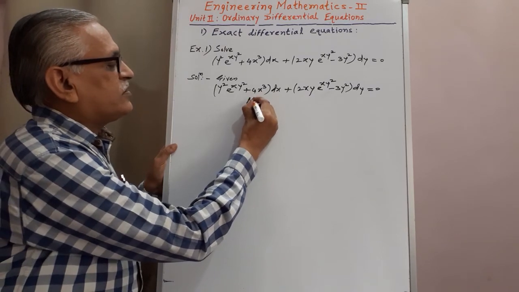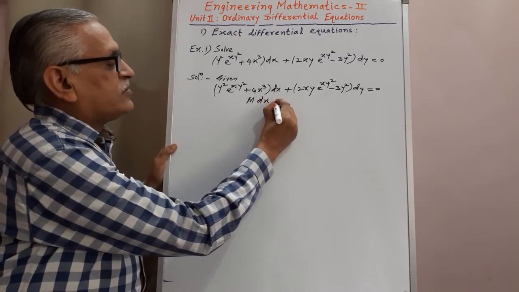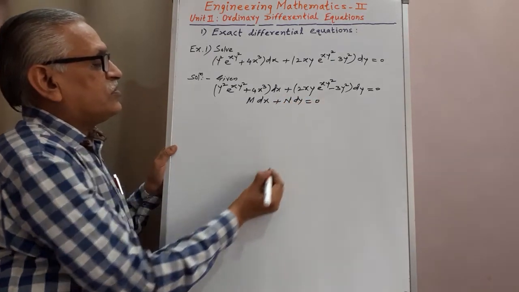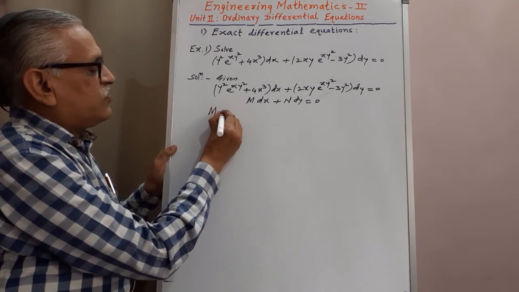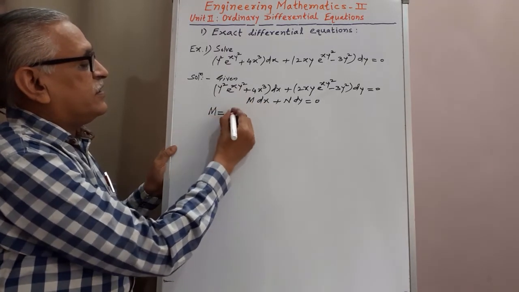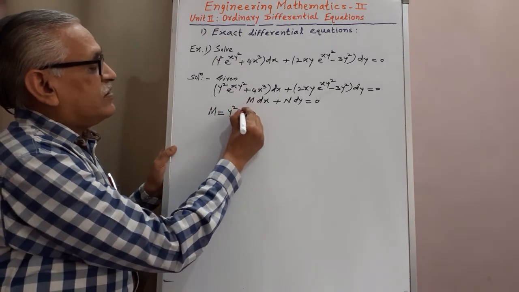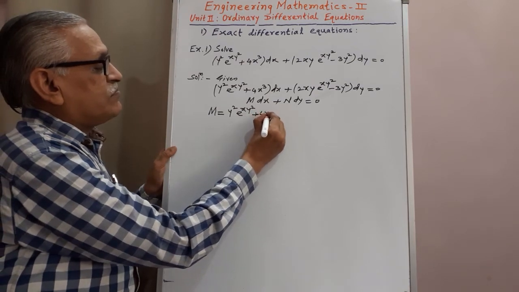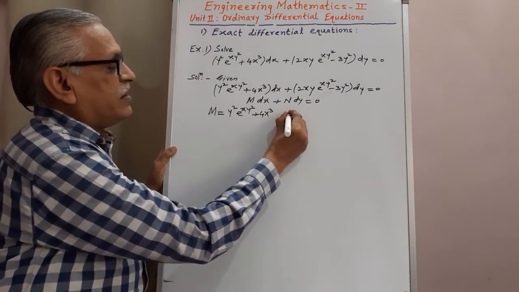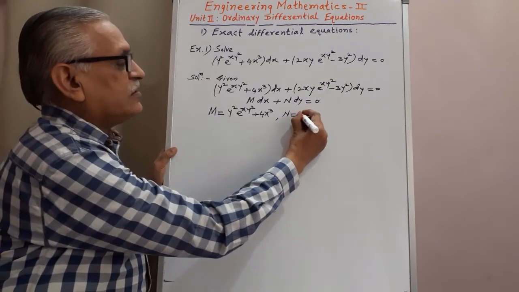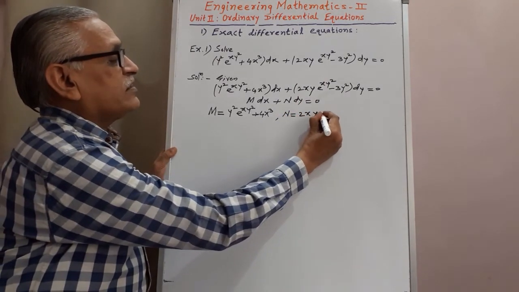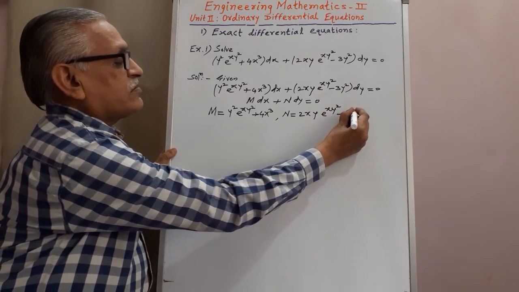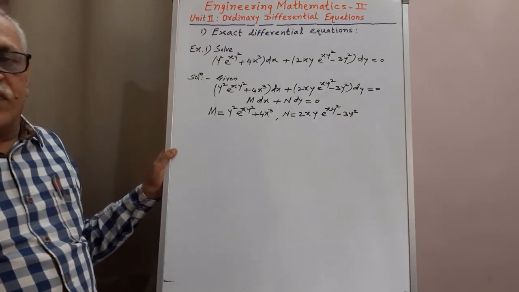Comparing this with the general form M dx plus N dy equal to 0, we get M is the coefficient of dx, it is y square e raised to xy square plus 4x cube, and N, the coefficient of dy, is 2xy e raised to xy square minus 3y square. Both are functions of x and y.